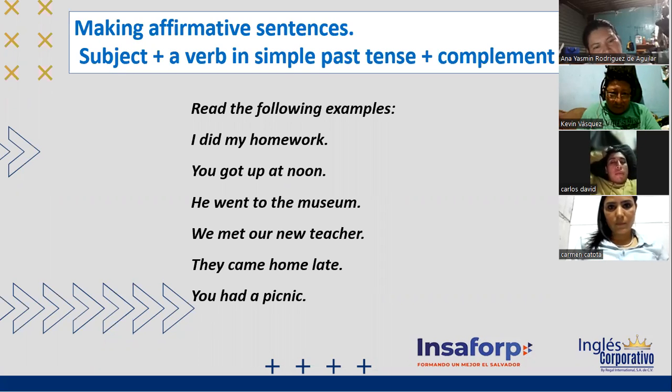So as you can see, it's the same, right? Es lo mismo que aprendimos el día de ayer, oraciones afirmativas en simple past tense. Subject, a verb in simple past, plus complement. Let's see, for example, he went to the museum. The subject is he, went is the verb in simple past tense, and the museum is the complement. We met our new teacher. We is the subject, met is the verb in simple past tense, and our new teacher is the complement in the sentence. So it's the same structure.